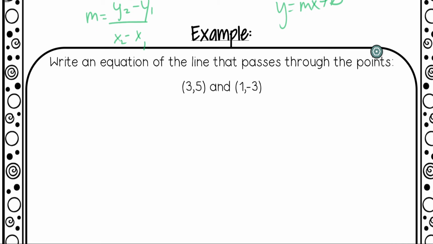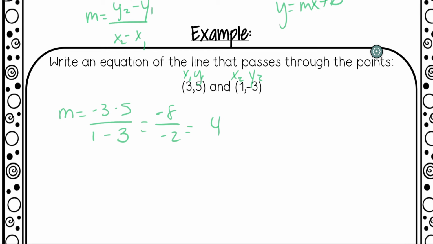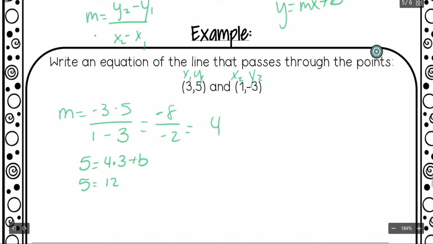Write an equation of the line that passes through the given points. So the first thing we need to do is slope. M is equal to -3 minus 5 over 1 minus 3. So -8 over -2, which is equal to +4. Then pick an ordered pair. It does not matter which one. And plug it in for y and x. So 5 is equal to 4 times 3 plus our b, because we don't know our y-intercept. 5 is equal to 12 plus b, minus our 12 from both sides. 5 minus 12 is -7 is equal to b.